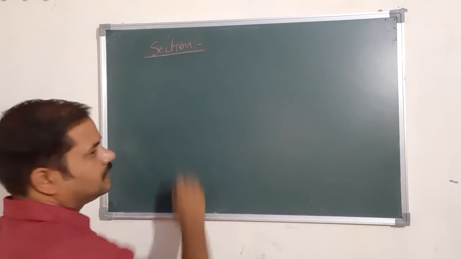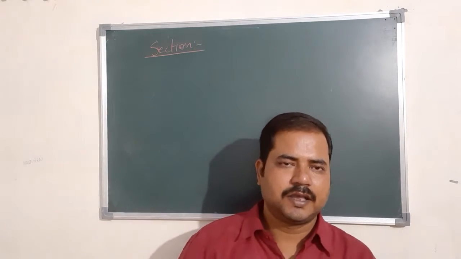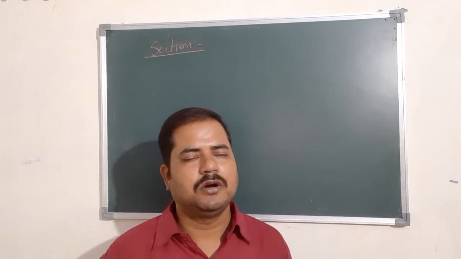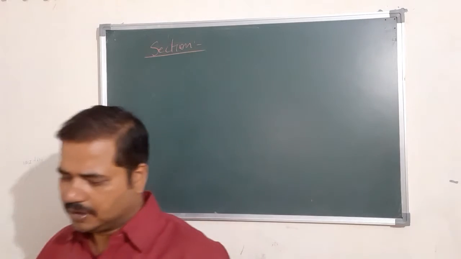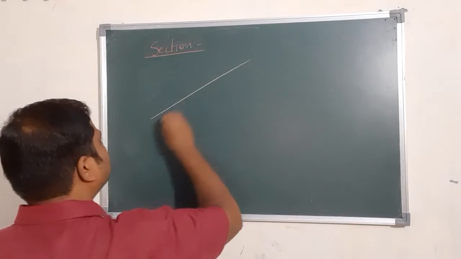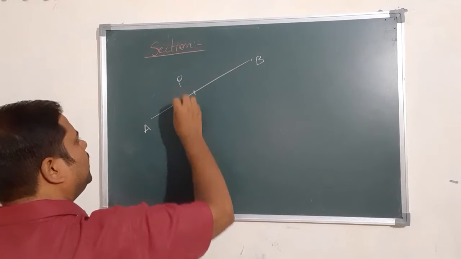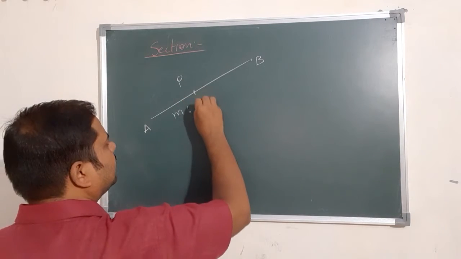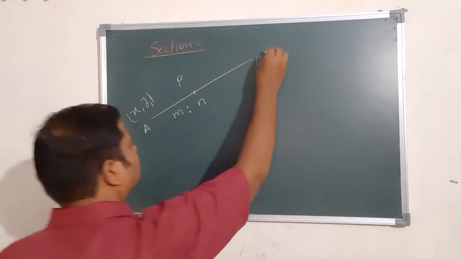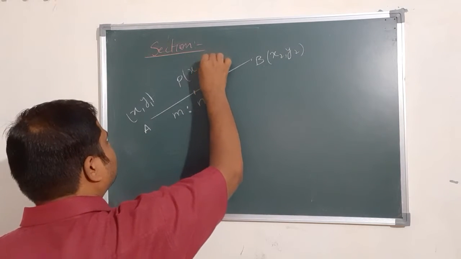That means a given point divides the given line in the ratio m:n, then what is the coordinate of that particular point? That means section formula. So first of all we write the formula. Suppose this is the line AB, and suppose P is the point which divides the line in the ratio m:n. This is x1, y1, this is x2, y2, and this is supposed to be x, y.